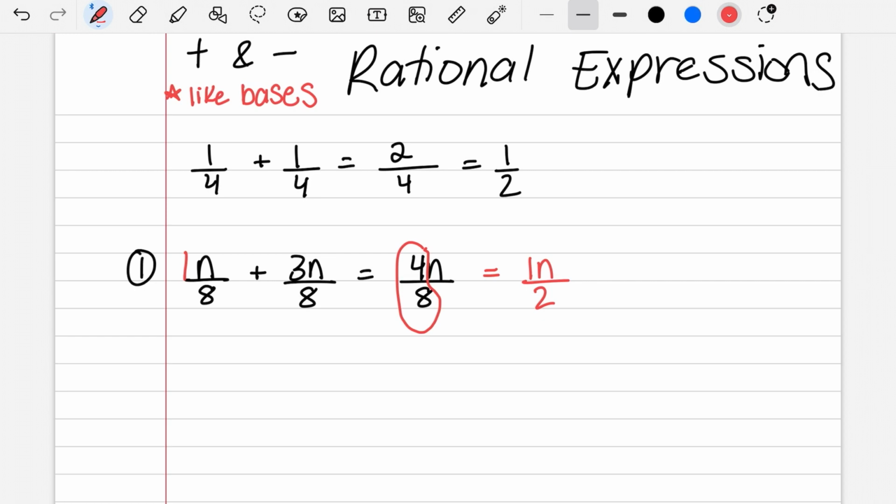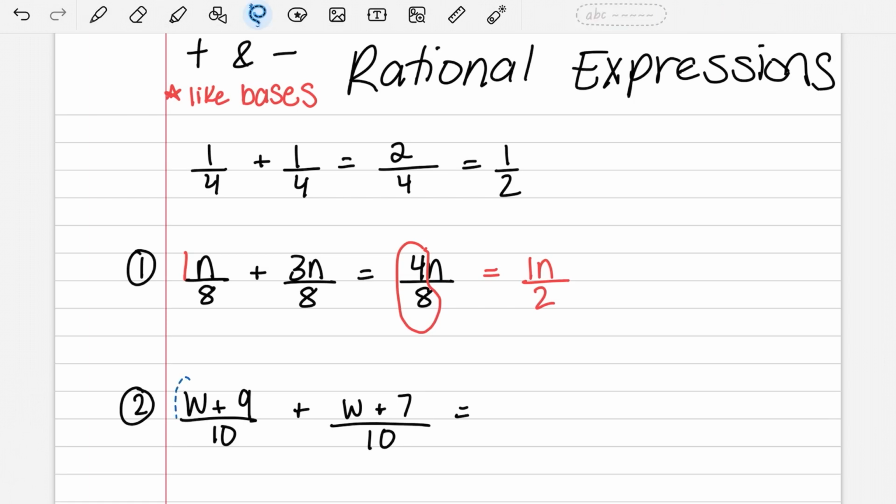Let's try something a little more complicated with binomials. Let's say we have w plus 9 over 10 plus w plus 7 over 10. The denominators are the same, so that's our first goal, to make sure the bottom denominator is the same. Now I'm going to add the numerators. I'm going to combine my w's to get 2w plus 16, all over 10.